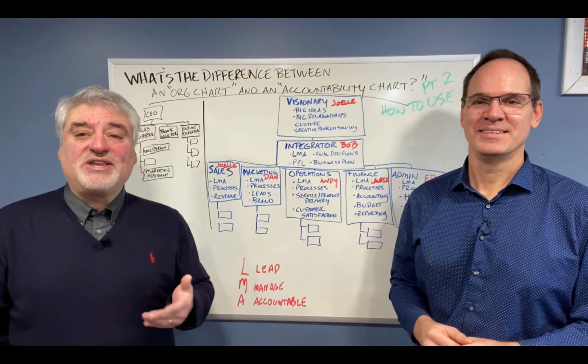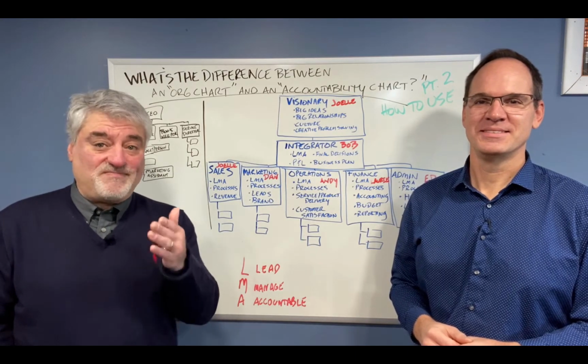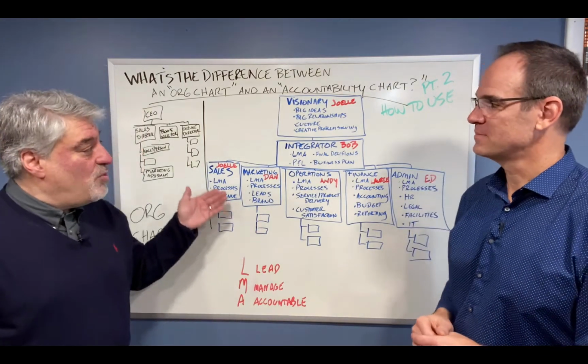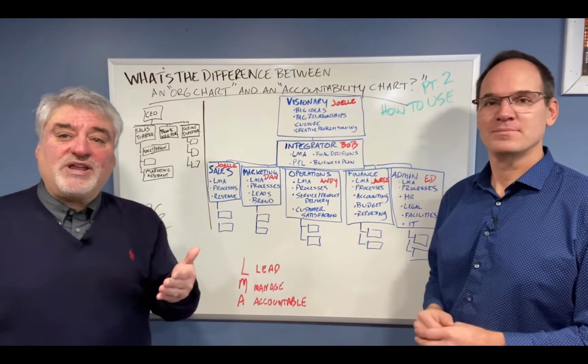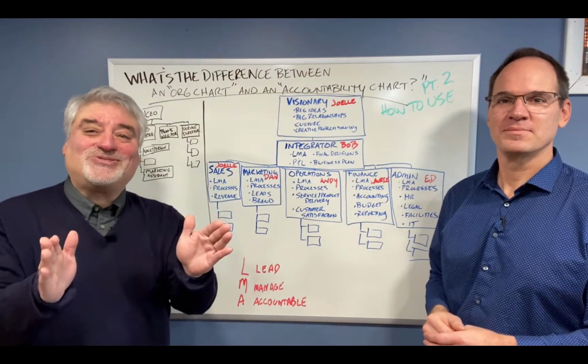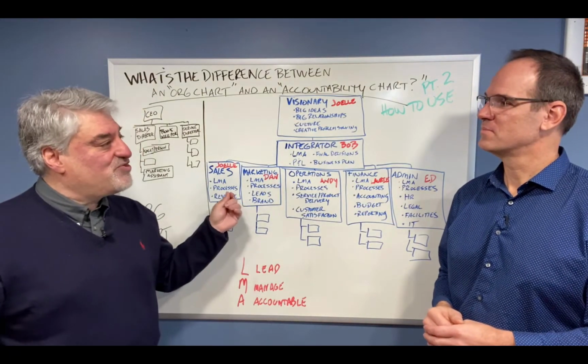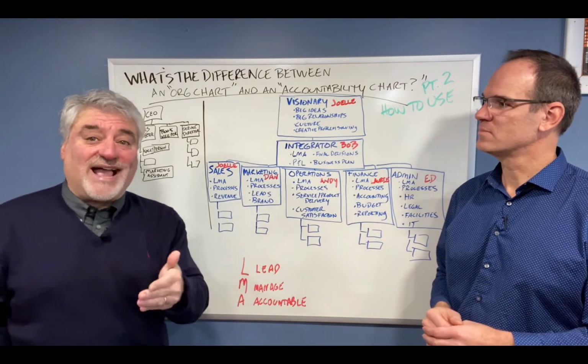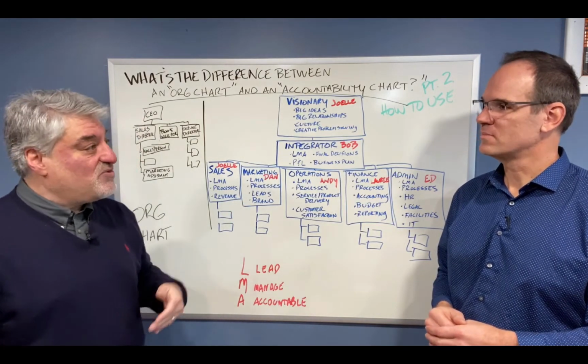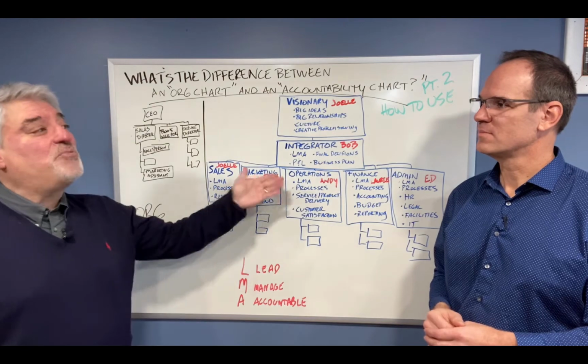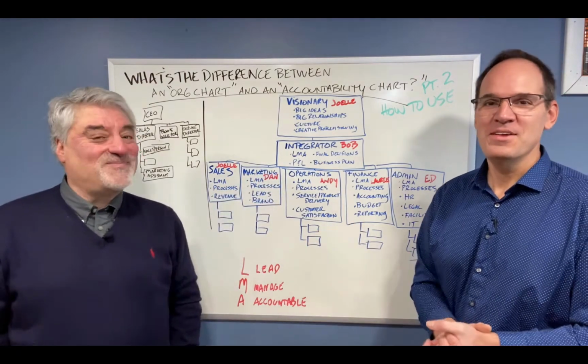Today we're going to continue the discussion of accountability chart. Last time we set it up. We went through the journey of if we had to do it all over again, how would we structure the organization for clarity and simplicity? So now we have to figure out, how do we use it? Great question. So how do we use this?